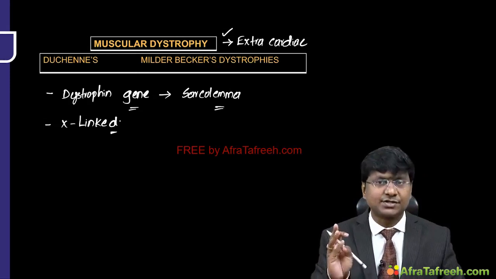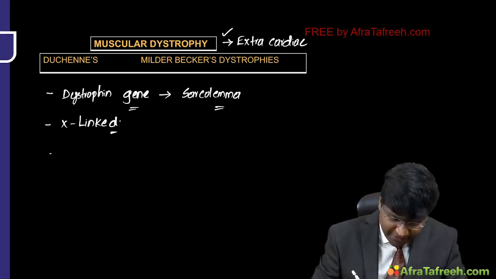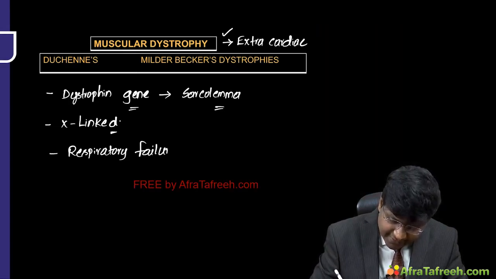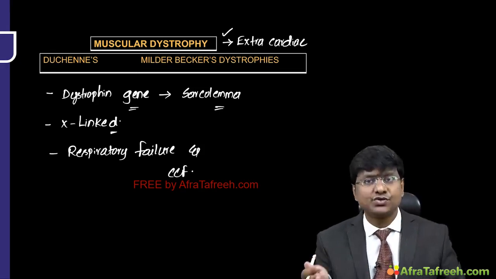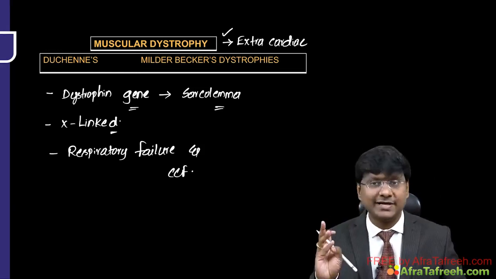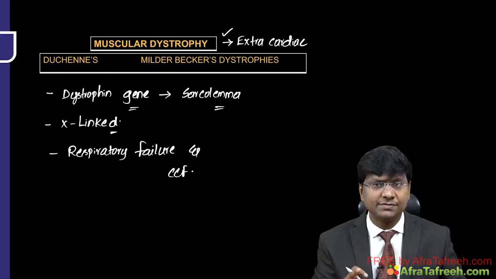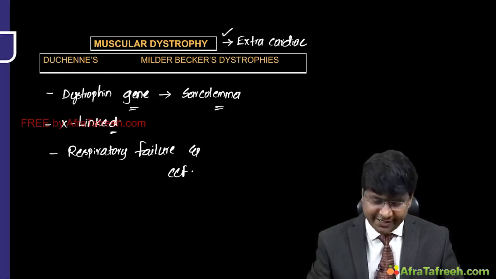And in these patients, Duchenne's as well as Becker's muscular dystrophy, what would be the cause of death? The cause of death in these individuals will be respiratory failure, and subsequently, even due to the development of congestive cardiac failure, mortality will be there. Okay, so that is about muscular dystrophies causing dilated cardiomyopathy. So one is your titin gene mutation, the other is the muscular dystrophies, that is Duchenne's muscular dystrophy as well as Becker's muscular dystrophy.